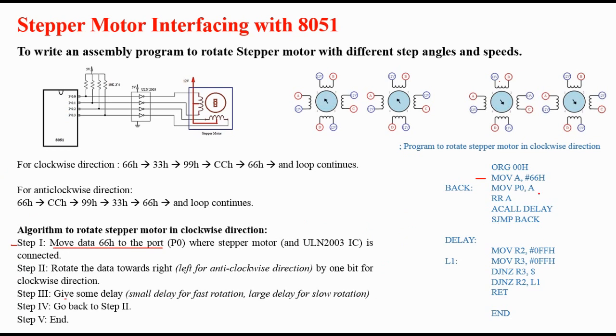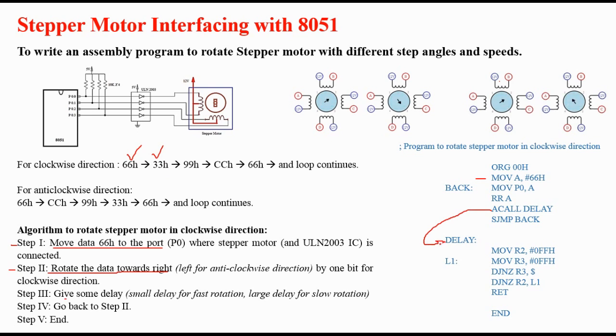After that we will have to write MOV P0, A. So the content of A, which was 66, will get moved into port P0. Then rotate the data towards right. That's why we have used RR A. So from 66, after rotation the data will become 33. Then ACALL delay. So the delay subroutine will be called.